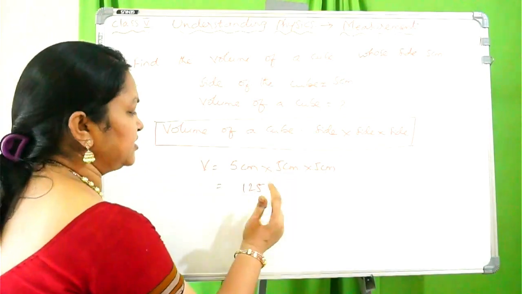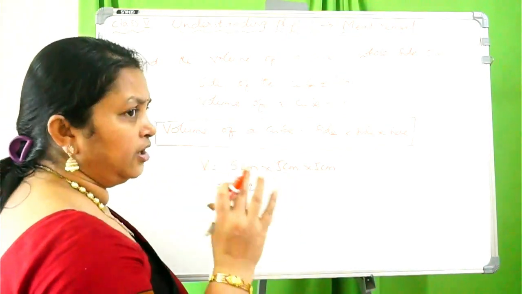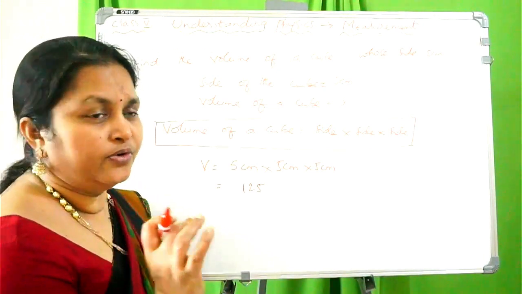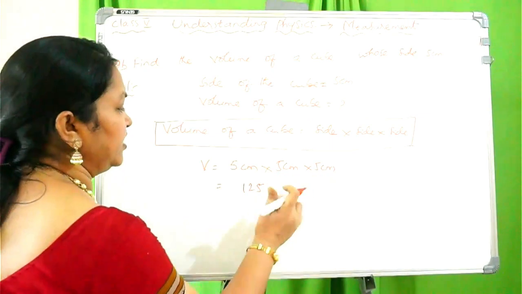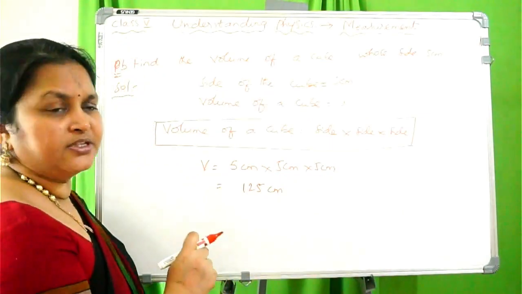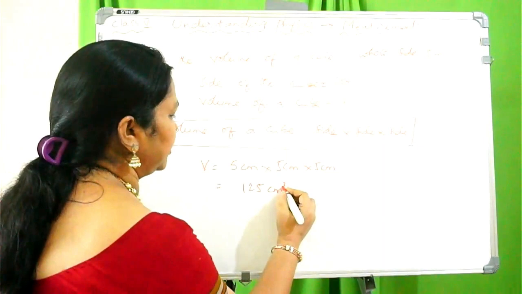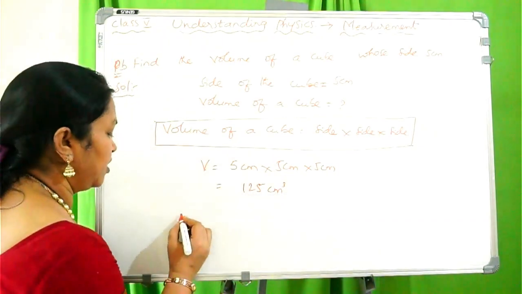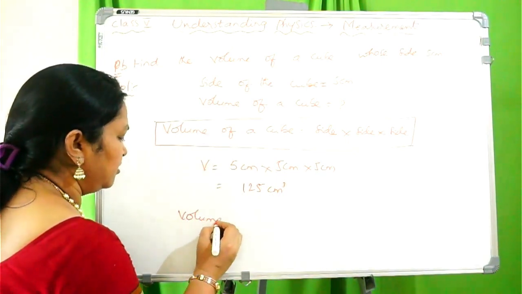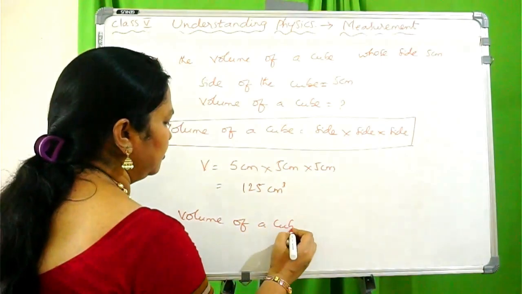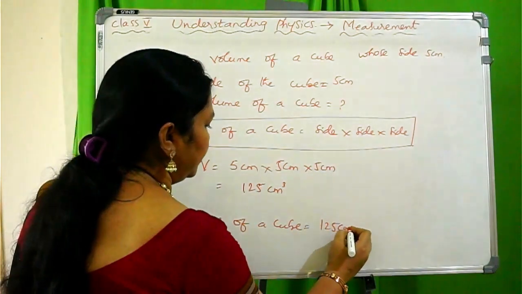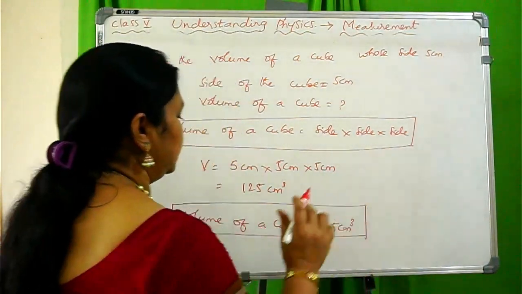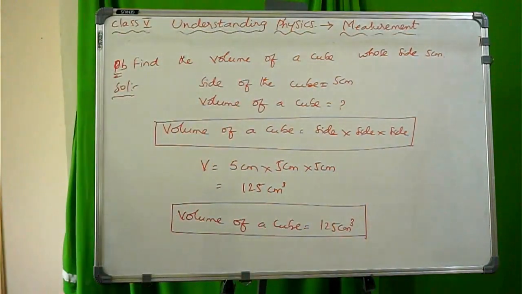How many times is centimeter there? If you are good in understanding cubes and squares, directly you can write. Otherwise, I'll tell you one technique. Here centimeter is there everywhere. How many times is centimeter there? 1, 2, 3. So just write here 3. So this 3 will be as a cube. So 125 centimeter cube. Finally you have to write the volume of a cube is equal to 125 centimeter cube. In this manner we have to do the solutions.